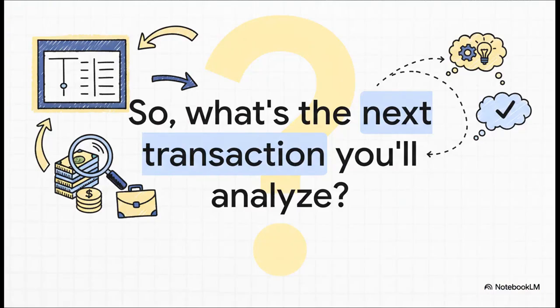So now you have the toolkit. You can look at any financial transaction, figure out the account type, apply the right golden rule, and know exactly what gets debited and what gets credited. You've got the power. So my only question for you is, what's the next transaction you're going to analyze?